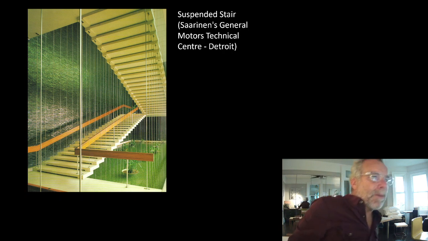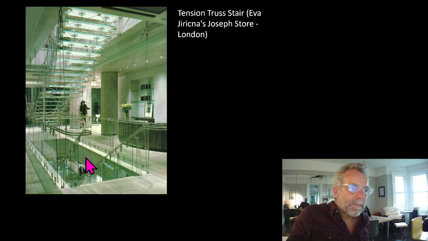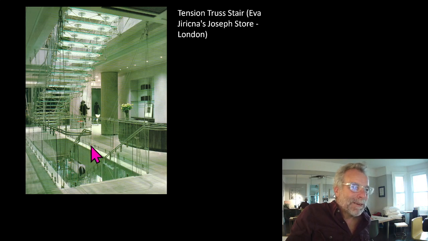So Saarinen's General Motors Technical Center in Detroit, this is a suspended stair. Every single tread is hung from above on cables, and these are actually milled stone, if I'm right, so that it gives you the impression you're walking through a waterfall. Another Eva Jiricna stair. We can't even explain this. I skip over these because I can't trace the load path and draw the free body diagram of these incredible tension stairs.